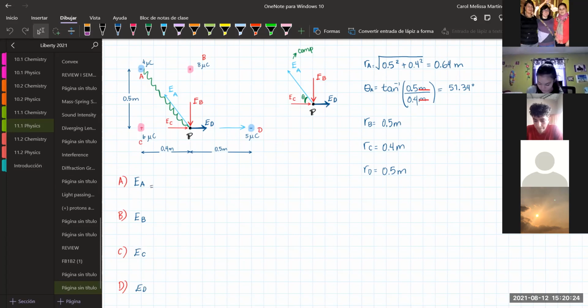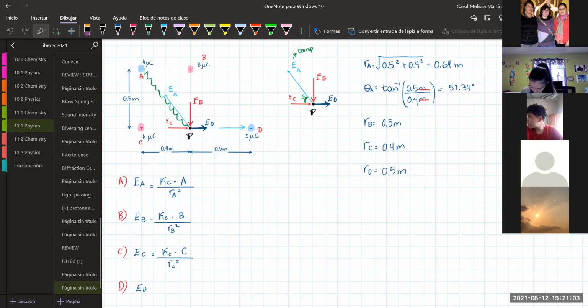So here I'm going to have my electric field A, electric field B, C, and D, and I copy the equation. For each, I will use Kc times the charge A divided by the distance A to the second power. For B, is Kc times B divided by the distance B raised to the second power. For C is almost the same equation.